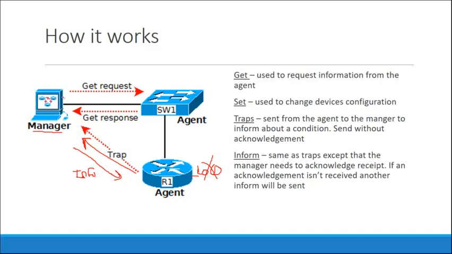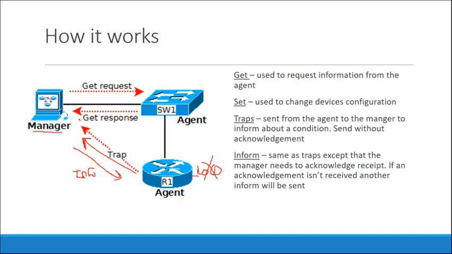So our GET is used when our manager is requesting information from the agent. Our SET is used when we want to change configuration on the device. Traps and informs are both used when the agent wants to send to the manager. Instead of the manager requesting it, when something happens, our agent on our managed devices wants to let the manager know right away.